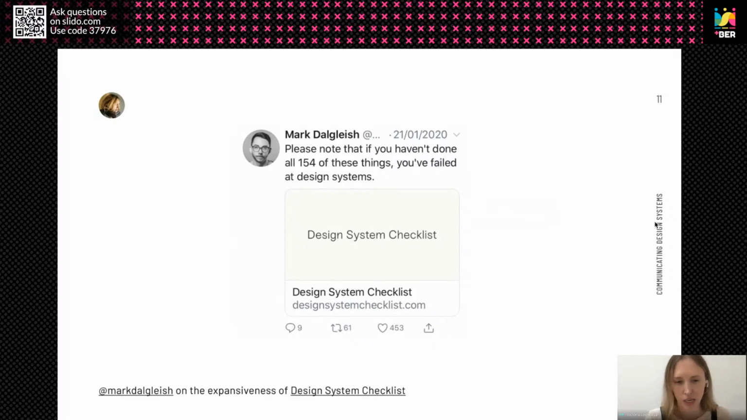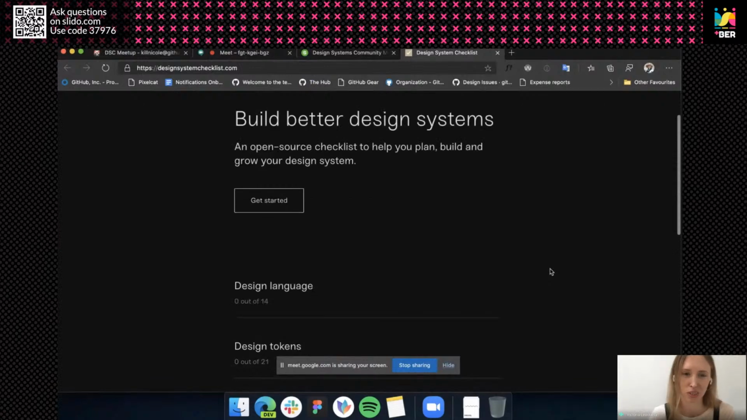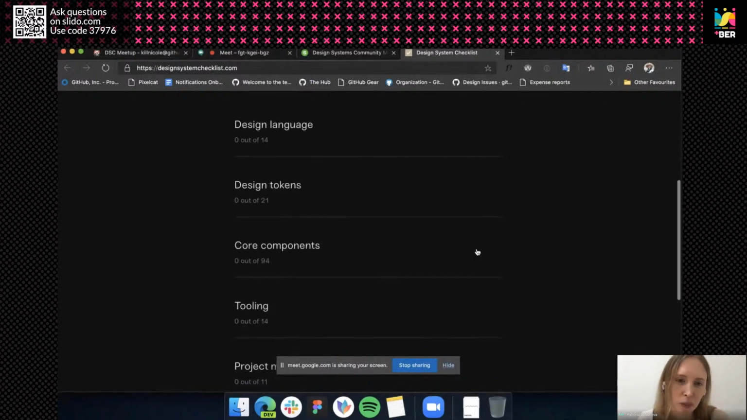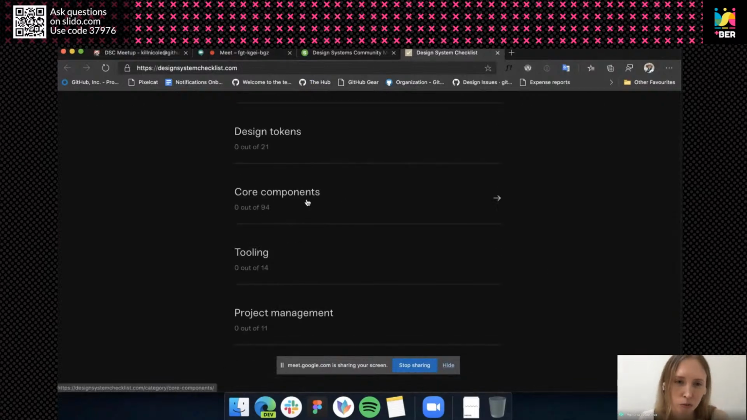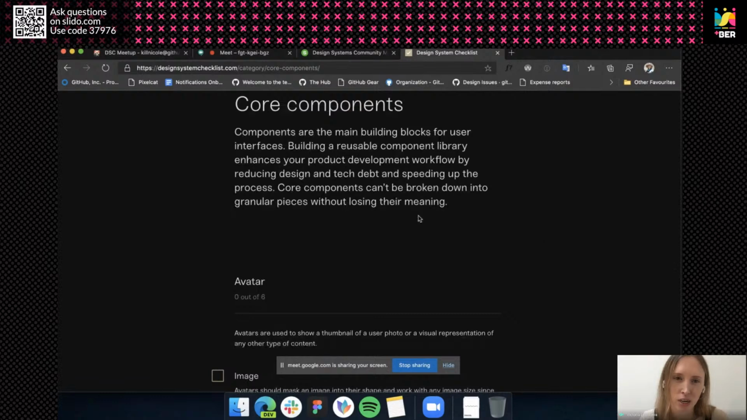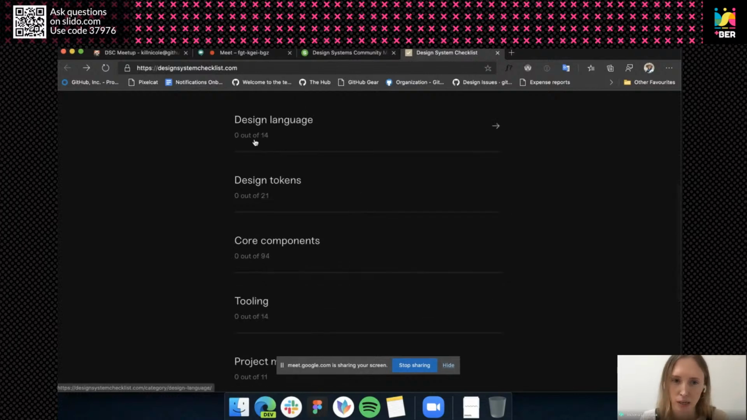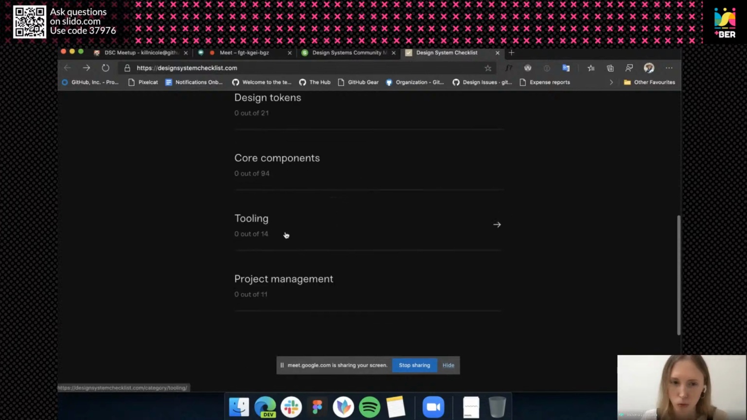Actually, I'm not sure if I'm still sharing my screen. I will just quickly go onto this website, and holler at me if you don't see my screen. So these are all the things that you have to make or consider when you're building a design system. So it's 94 different core components that you can consider implementing. But there is also design language, design tokens, tooling, product management, all this bloody blah.